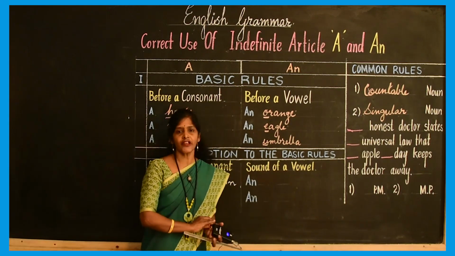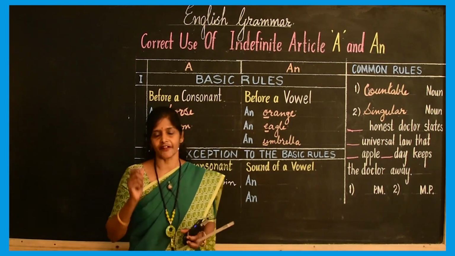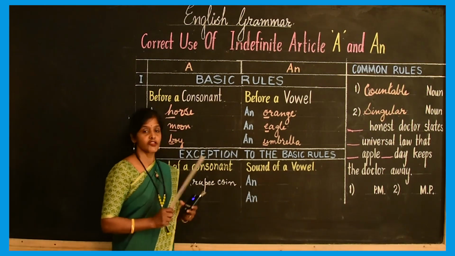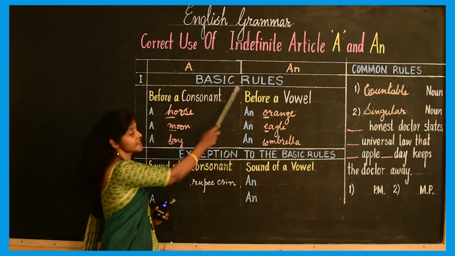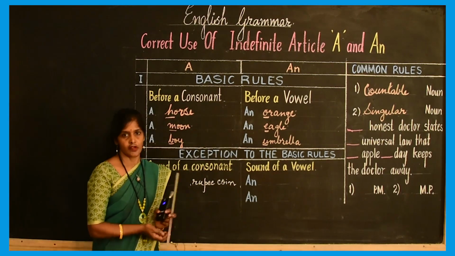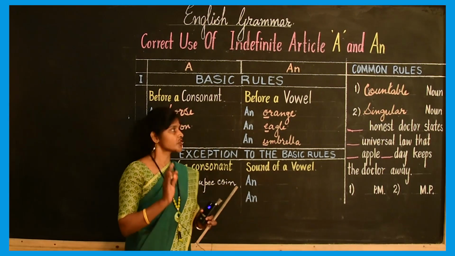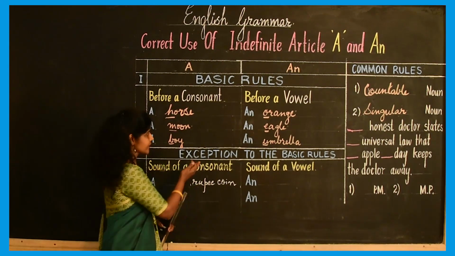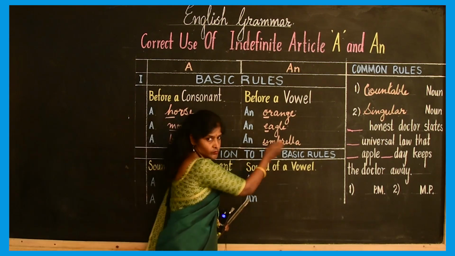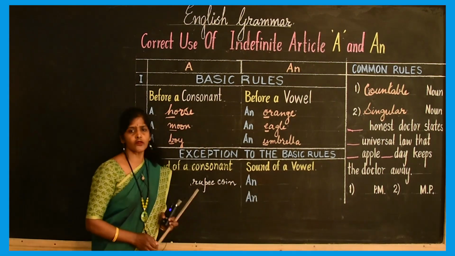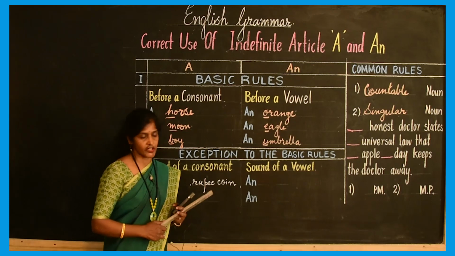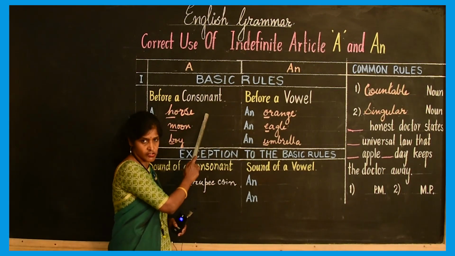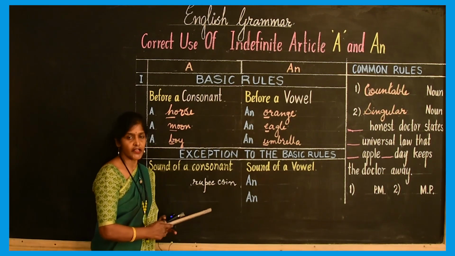Okay. Having learned this, now there is an interesting twist. Now that is the rule that defies the basic rules. Those words don't follow these basic rules, which means they are exceptions to the basic rules. According to that, if a word begins with a vowel but sounds like a consonant, use the article a.